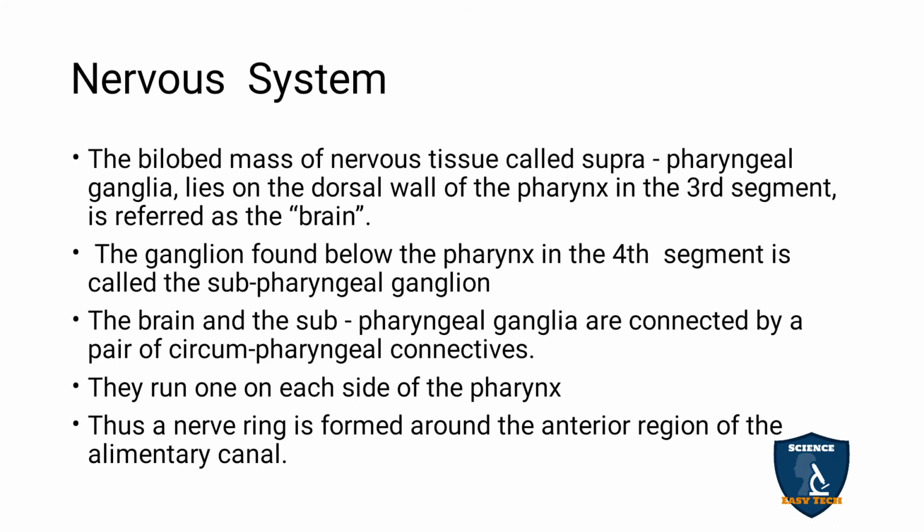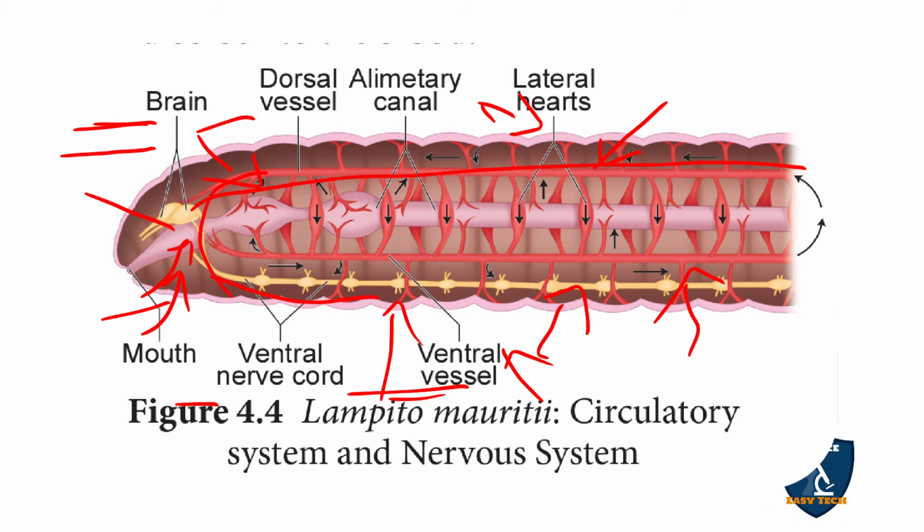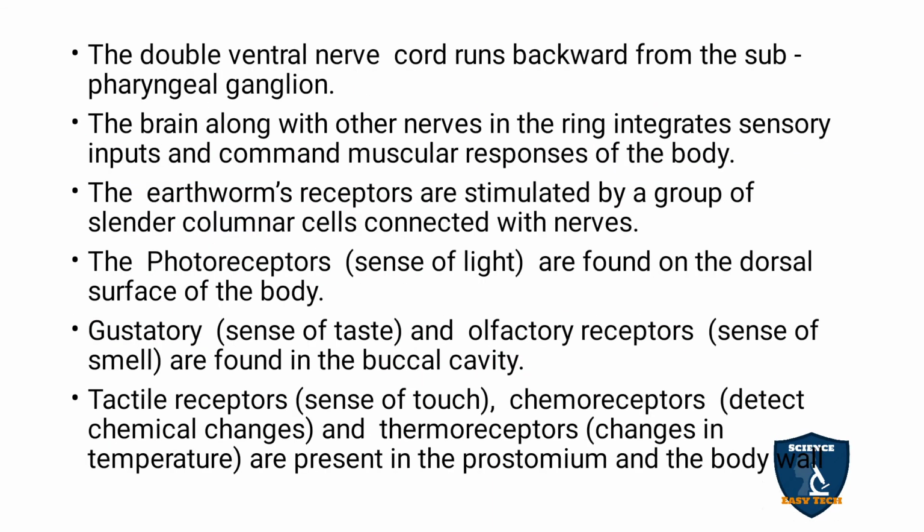Thus a nerve ring is formed around the anterior region of the alimentary canal. Because the connectives come from this side and this side, they form a nerve ring like structure, which you can see on the alimentary canal. The double ventral nerve cord runs backwards from the subpharyngeal ganglion. From the subpharyngeal ganglion, a nerve cord runs, and that too is double, so it is the double ventral nerve cord.